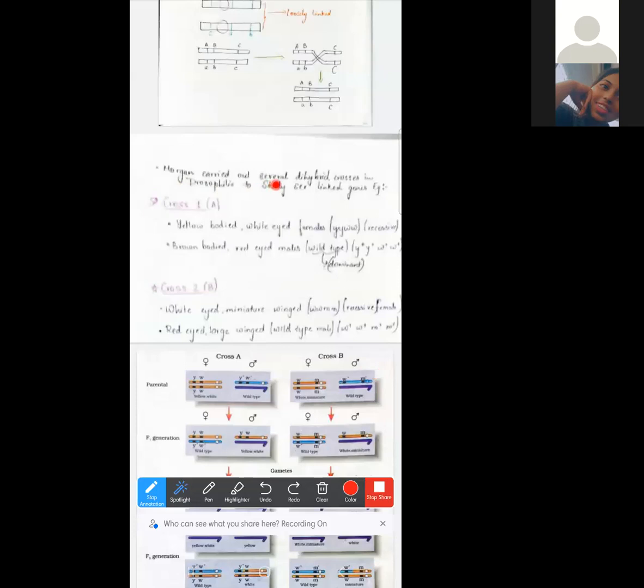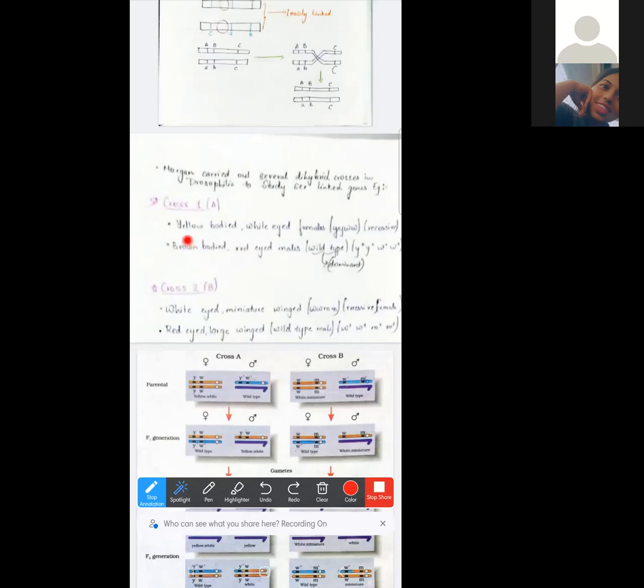Morgan carried out several dihybrid crosses in Drosophila to study sex-linked genes. We'll go through these crosses. Morgan carried out two dihybrid crosses. So we'll first see cross A and then cross B. Both the crosses are almost the same, just the parental genes are different.